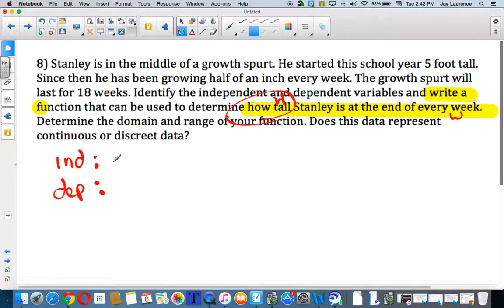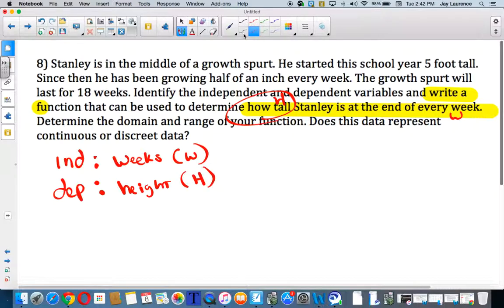So the independent variable is the weeks or the time. I like to use weeks because it's more specific. You could use time, but I like it because we're specifically talking about weeks. And then the dependent variable is the height.